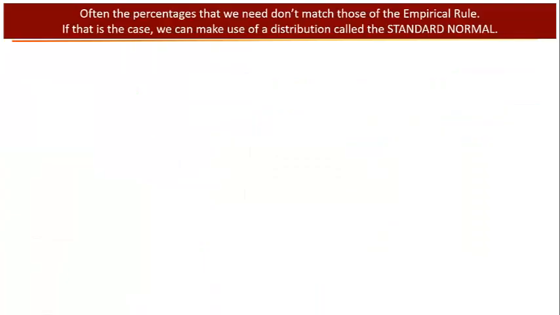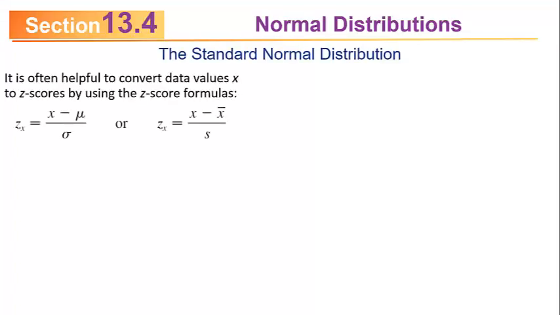Often percentages that we need don't match those of the empirical rule. If that's the case, we can make use of a distribution called the standard normal. The standard normal distribution has to do with the distribution of the z-scores. We talked about those earlier, so I'm not going to make a big deal about that. But remember, with z-scores, you take the original data, subtract the mean, divide by the standard deviation. If the original x values are normal, the z values that result from that calculation will also be normal.